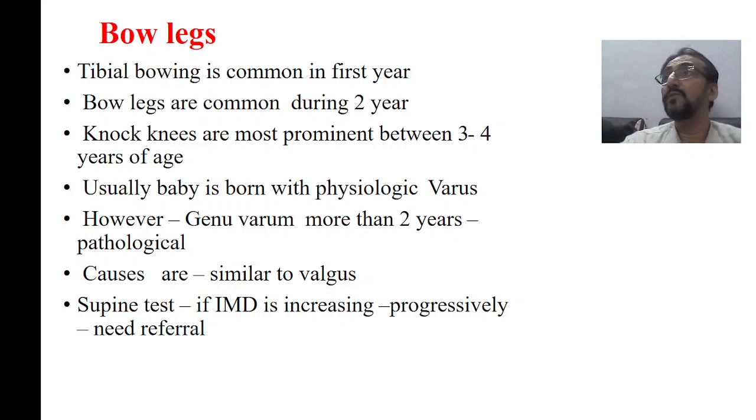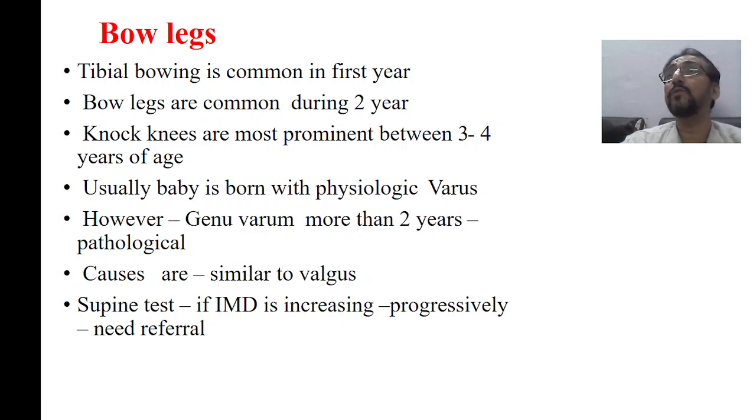As I told earlier, usually the baby will be born with a physiological varus. However, a bow leg or genu varum more than 2 years is pathological. Knock knee more than 6 years is pathological. Bow legs persisting for more than 2 years is pathological. And if you look into the cause for the bow leg, almost all are the same causes as knock knee: metabolic problems, rickets, skeletal dysplasia, developmental dysplasia of the hip, etc. So these are important things.